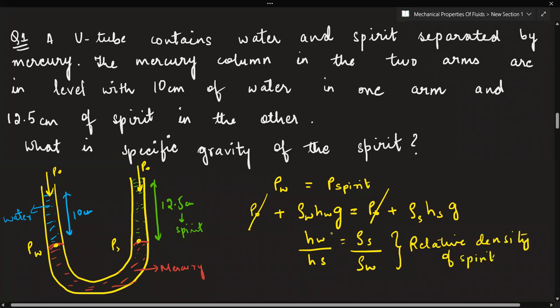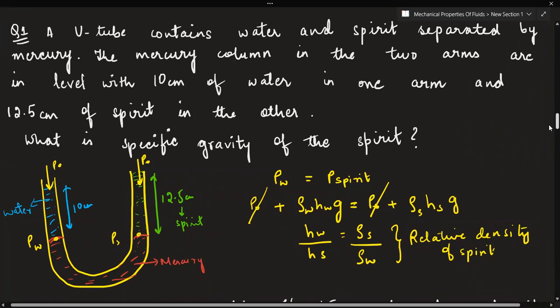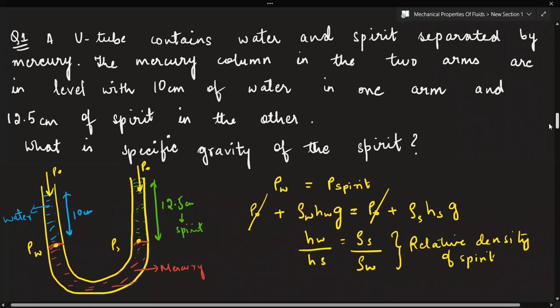So basically you have to consider the ratio of height of water to the height of spirit. So that would give you 10 centimeters divided by 12.5 centimeters. That would equal 0.8. That is the relative density of spirit. Fine. Just note the answer to this and we'll do one more question on this.